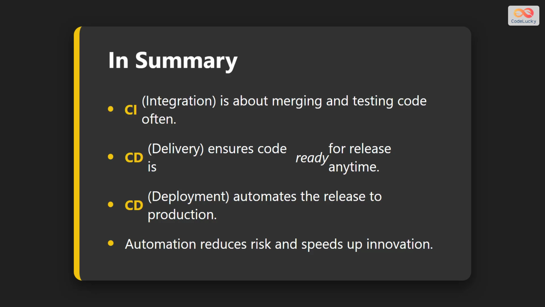To wrap things up, remember these 3 points. CI is about merging and testing code. Continuous delivery is about ensuring that code is always ready to be released, and continuous deployment is the practice of actually releasing that code automatically. Mastering these concepts is fundamental to a successful career in DevOps.